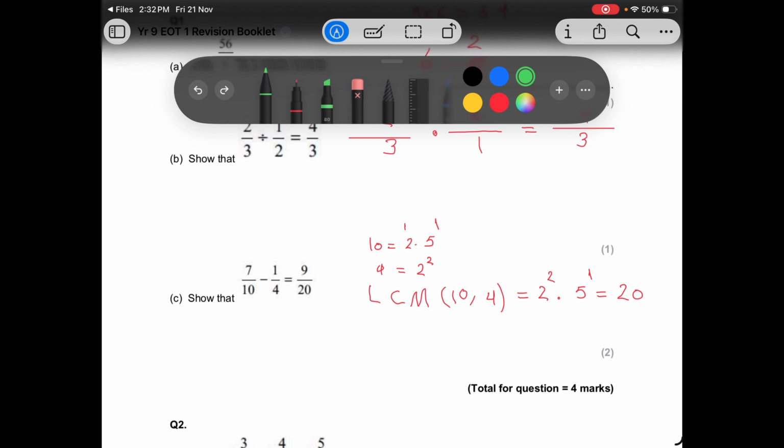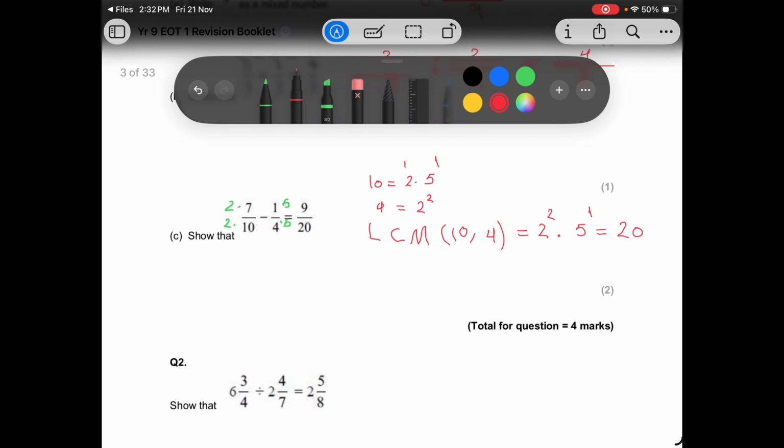So in order to unify the denominators, I will multiply here by 2, and I will multiply here by 2, and I will multiply this by 5, and this by 5 as well. And here, guys, fortunately we now have the same denominators, and the denominator here is 20. What is 2 times 7? 2 times 7 is 14, minus 1 times 5 is 5. And if you subtract, it will be 9 over 20, and that's it, done.